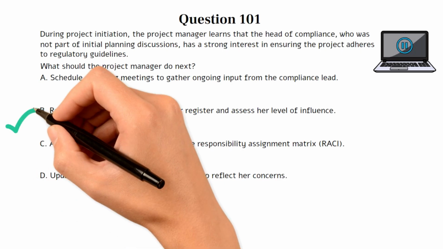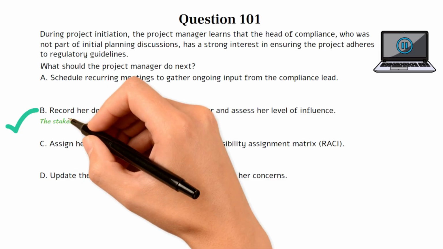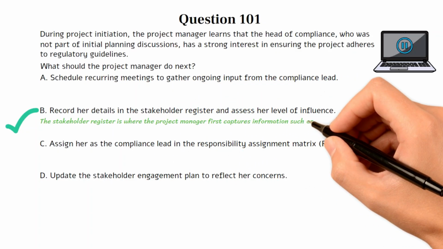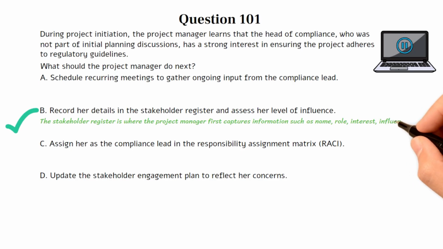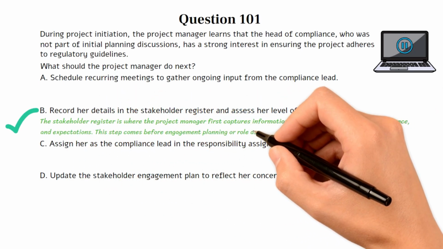The correct answer is B. This question tests your understanding of stakeholder identification, a foundational step in predictive project environments. Stakeholders must first be formally documented and analyzed before any engagement or planning can occur. Choice B is the best option because the stakeholder register is where the project manager first captures information such as name, role, interest, influence, and expectations. This step comes before engagement planning or role assignment.